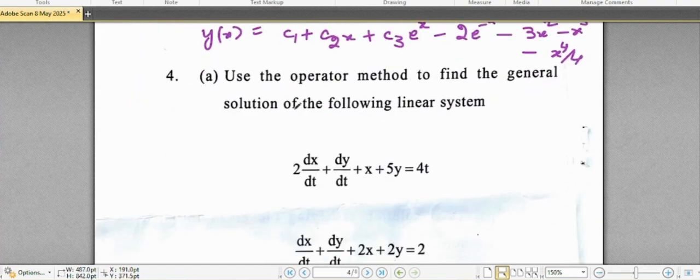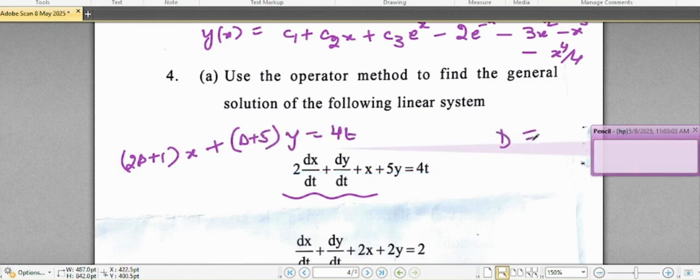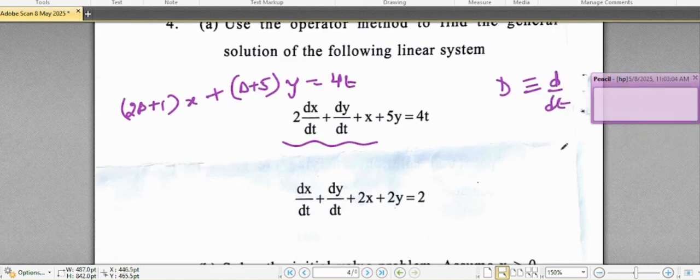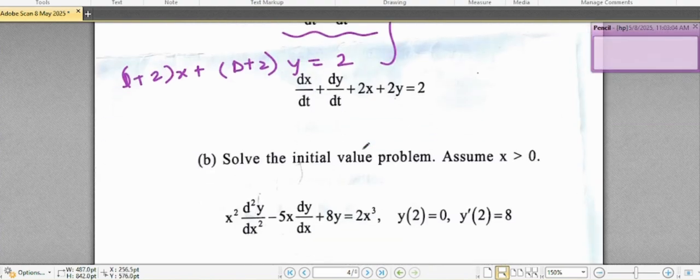Now the next question is an operator method question. So you know how to do operator method questions. You will write this in operator form as (2D plus 1) of x plus (D plus 5) of y is 40. This equation where D is the operator which differentiates with respect to t, and here this equation will be written as (D plus 2) of x plus (D plus 2) of y is equal to 2. So you can eliminate one of the variables first and then use that variable's answer in one of the equations, using your own wisdom, whichever is easier to handle, to get the other variable. So you can easily handle this question, again a standard question.